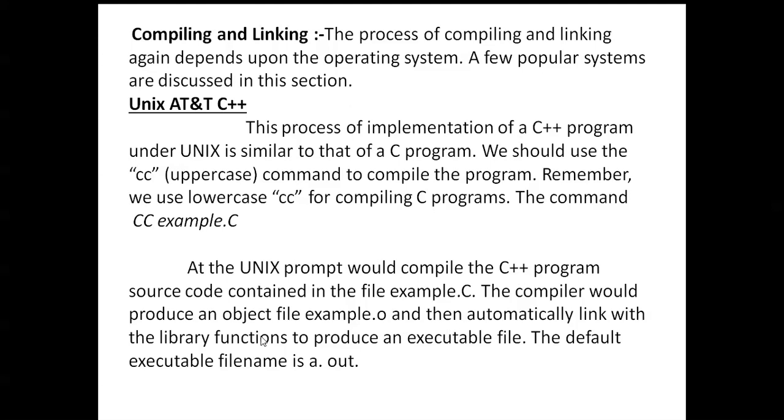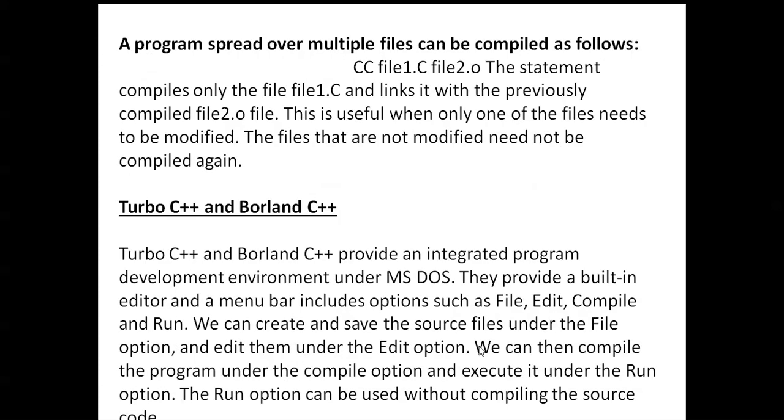And then it automatically links with the library functions to produce an executable file. The default executable file is a.out. A program spread over multiple files can be compiled as below: cc file1.c file2.o. The statement compiles only file1.c and links it with the previously compiled file2.o. This is useful when only one of the files needs to be modified. The files that are not modified need not be compiled again.